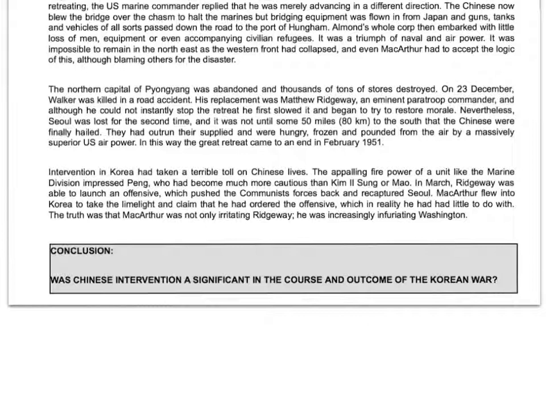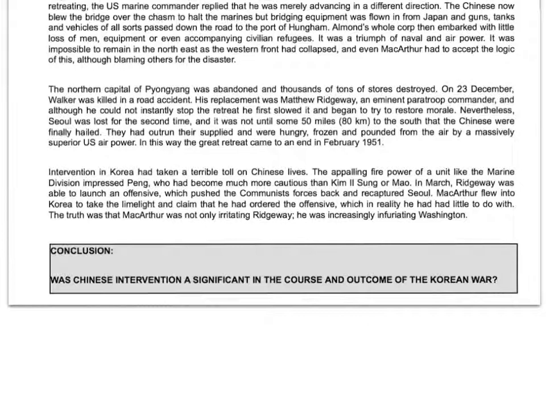Nevertheless, Seoul was lost for the second time, and it was not until some 50 miles to the south that the Chinese were finally halted. They had outrun their supplies and were hungry, frozen, and pounded from the air by a massively superior US air power. In this way, the Great Retreat came to an end in February 1951.